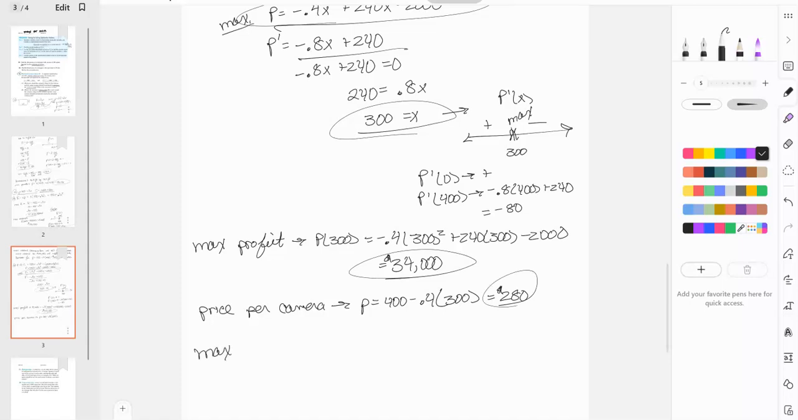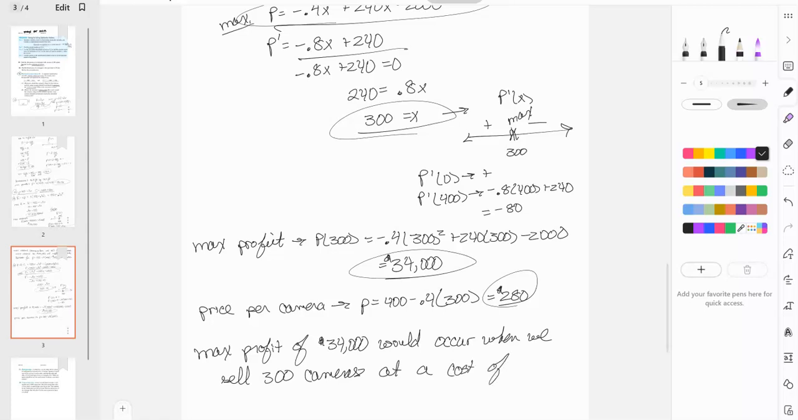So our max profit of 34,000 would occur when we sell 300 cameras at a price of 280. Let's say at a price since that's price demand. It's the cost to the consumer per camera.